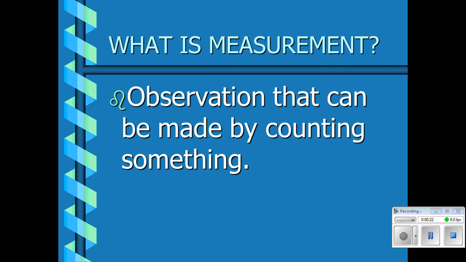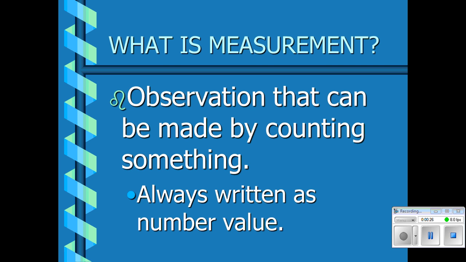What is measurement? It's an observation that can be made by counting something. It's always written as a number value. So if you're counting up something, you have 5 pencils. That would be a measurement.